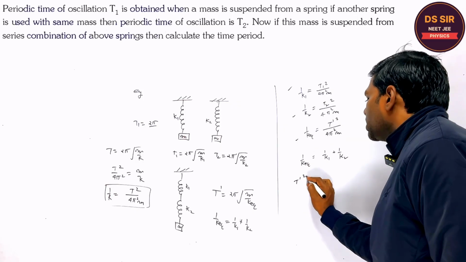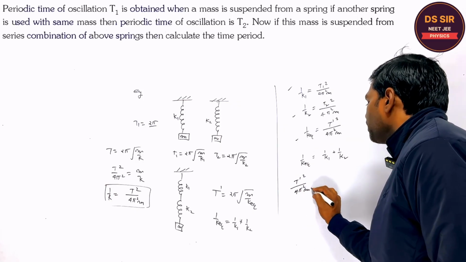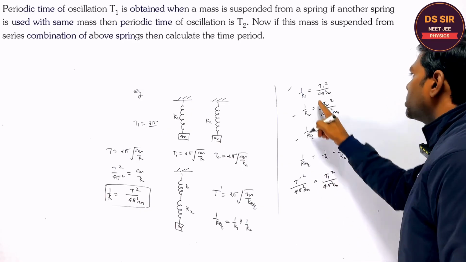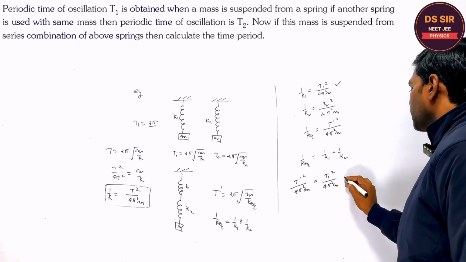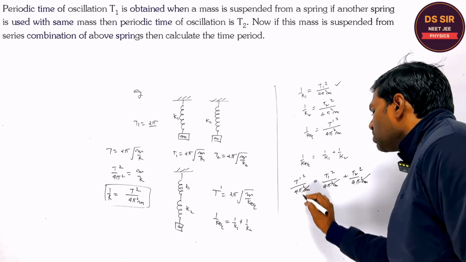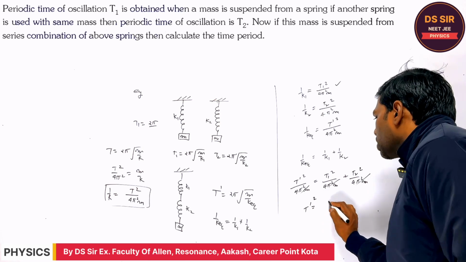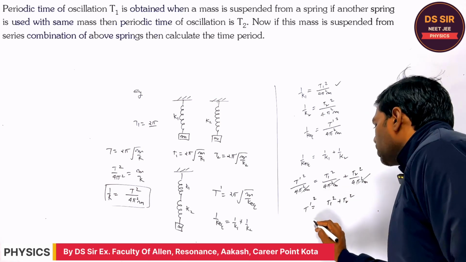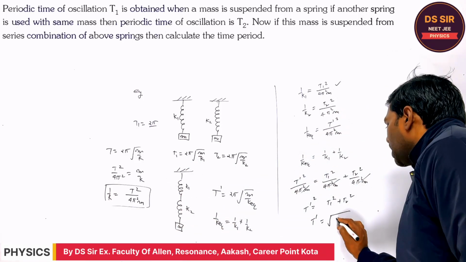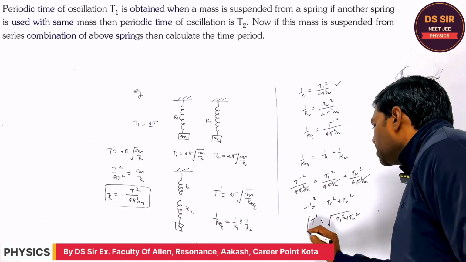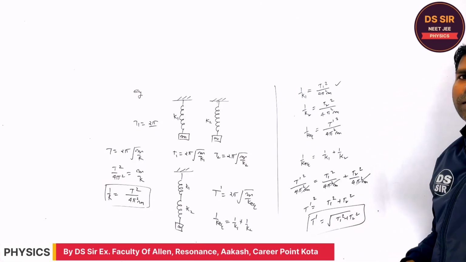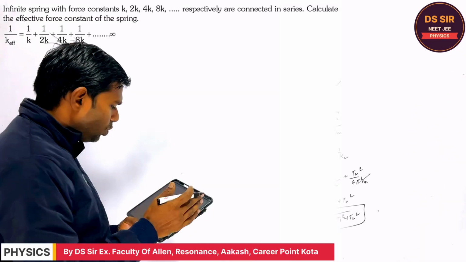So T dash square upon 4 pi square m is equal to T1 square upon 4 pi square m, this is the 1 by k1 value, right? Plus T2 square upon 4 pi square m. It will cancel out. So T dash square is equal to T1 square plus T2 square. So the new time period of oscillation in this case, when the springs are connected in series, will be the square root of T1 square plus T2 square, right? Copy this. So read this question.